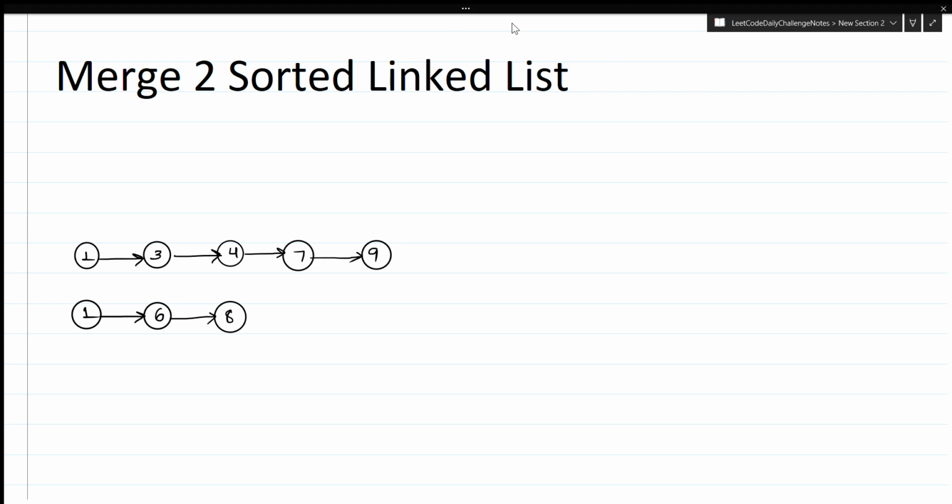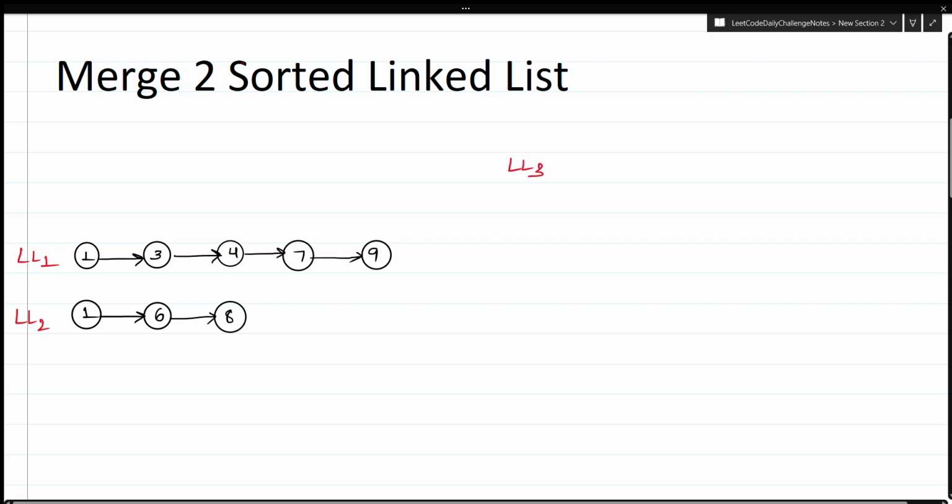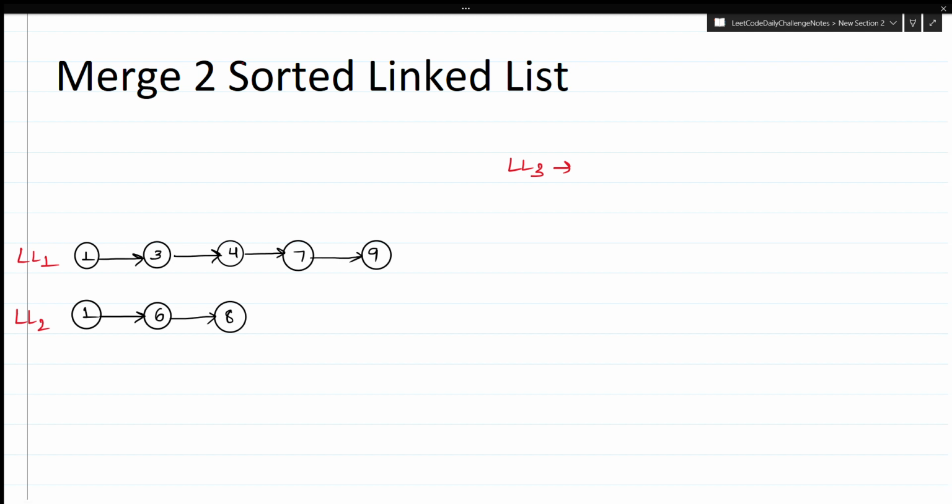So the first step to solve this question is to know the concept of merging two sorted linked lists. How can we merge two sorted linked lists? Let's suppose this is given, my LL1 and LL2. What I need to return is an LL3, a linked list 3, where these two sorted lists are merged together in a sorted manner.